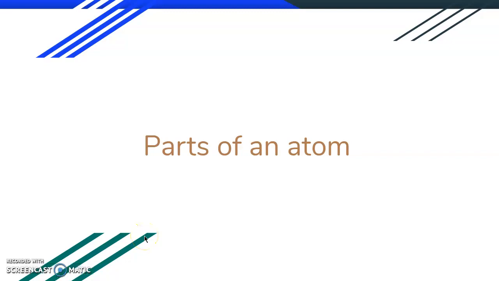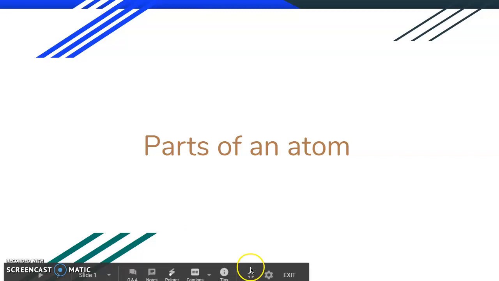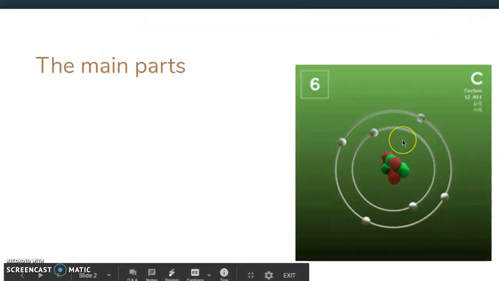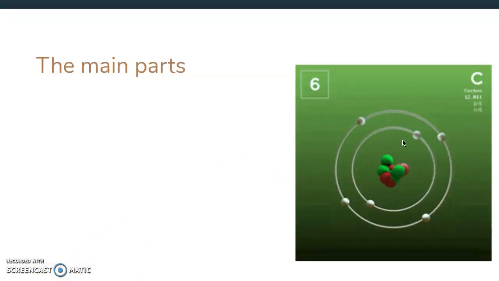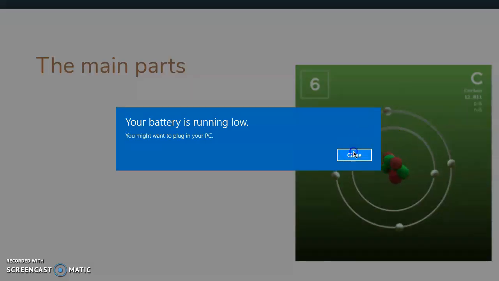Today we'll be talking about first the parts of an atom, and then we'll get into determining how many neutrons, protons, and electrons are in each element. But let's start with the parts of an atom. We have a cool little video of an element.